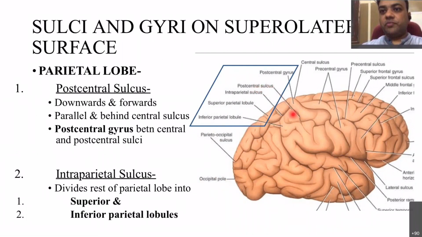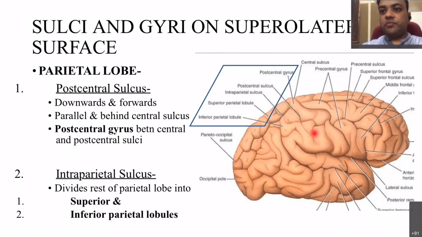Post-central sulcus is running parallel to the central sulcus. ये पूरा सेंट्रल सर्कस एकदम डार्क दिख रहा है, उसके पीछे पोस्ट सेंट्रल, यहाँ पे प्री सेंट्रल था. Now this is the post central sulcus running downward and forward again. ठीक है.